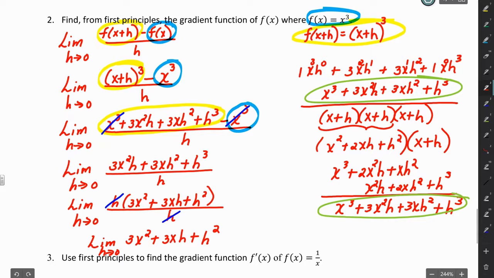And now we can use substitution. We can substitute the value of h is equal to 0 into 3x squared plus 3xh plus h squared, and we're going to get the final answer here, which is 3x squared. So the derivative of our function is equal to 3x squared.